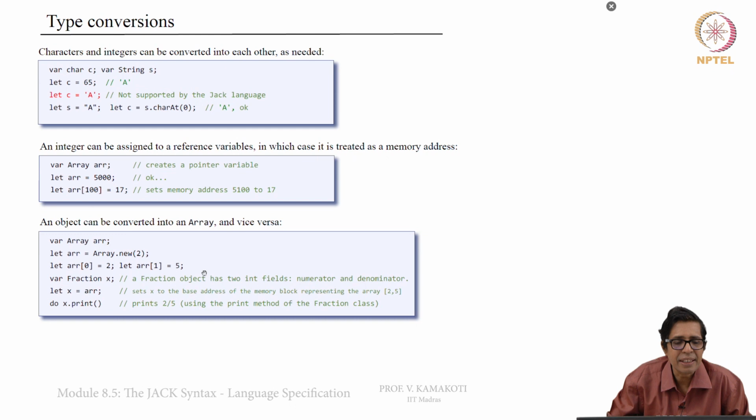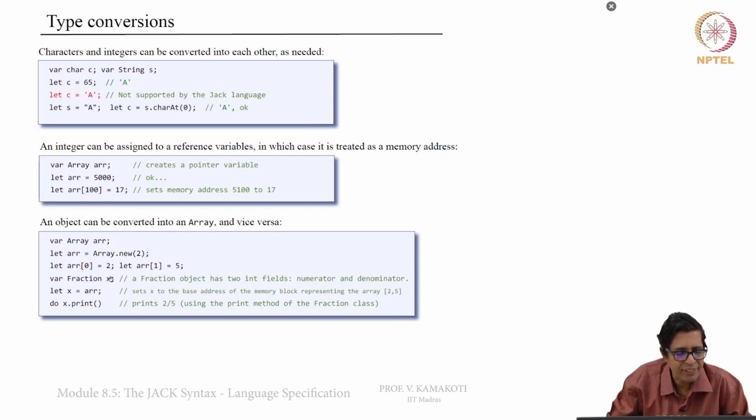Now, another type conversion is var array ARR. Let ARR is equal to array dot new of 2. Let ARR 0 be equal to 2, let ARR 1 equal to 5. So I have declared an array ARR in which there are 2 elements, and the 0th element I have made 2 and the first element I have made 5.